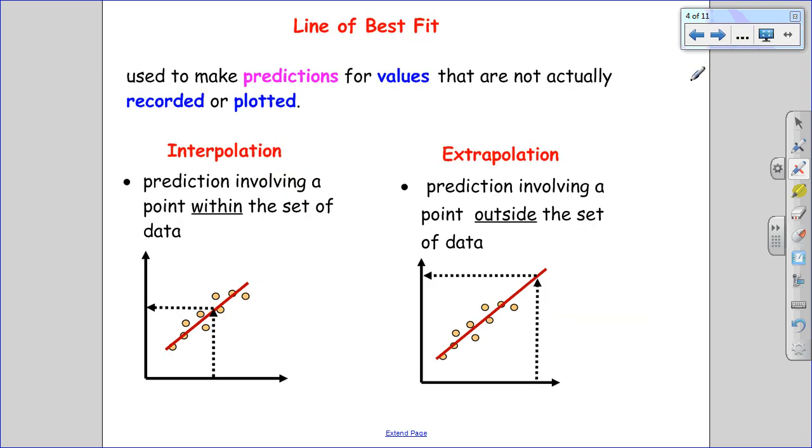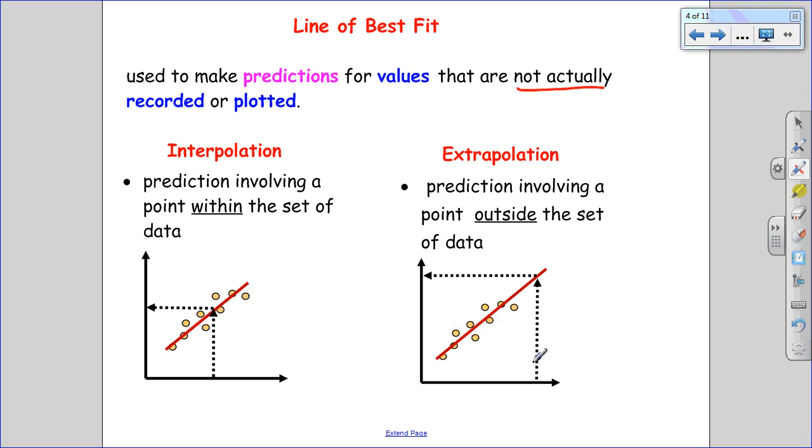So the line of best fit, as I said already, is used to make predictions for values that are not actually recorded or plotted. Interpolation is when I go in between. So if you see the dotted line that's taken up to the line of best fit and across, we can read off values or predict values that go in between some data.